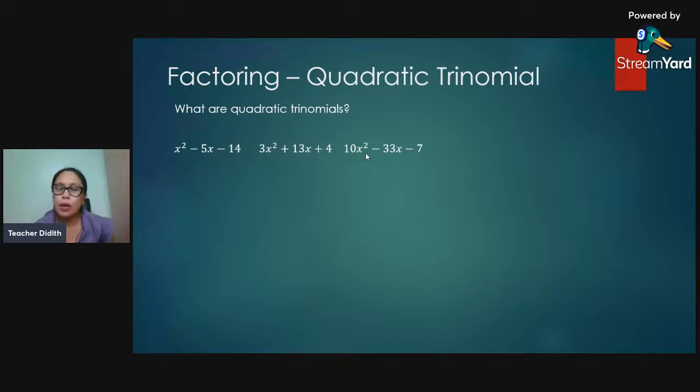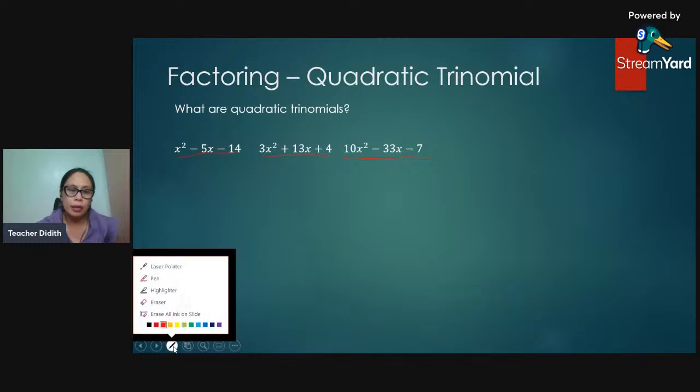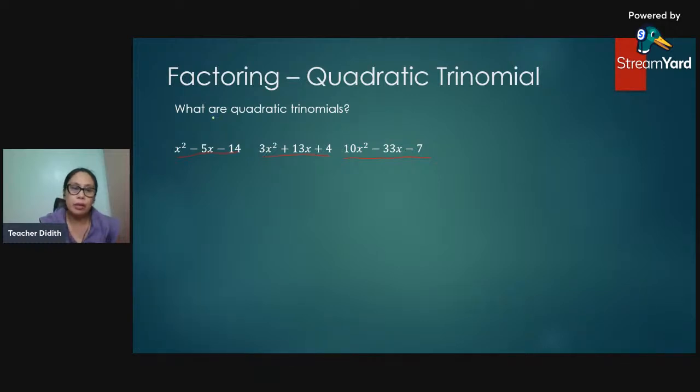Okay, so as you can see in the examples here, everything is a polynomial with three terms. Okay, and look at the degree of each trinomial. So everything is in degree 2.